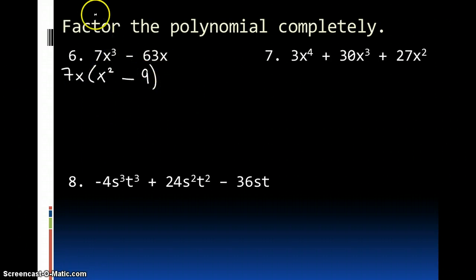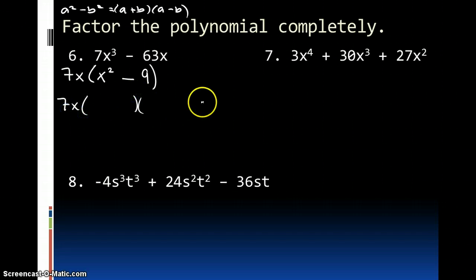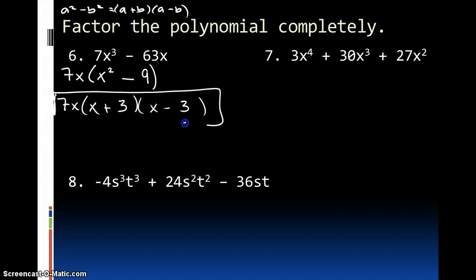Now this is again that special product, a squared minus b squared, and that equals a plus b times a minus b. So this is going to be 7x times, what squared gives you x squared? x and x. What squared gives you 9? 3 and 3. Give one a plus sign and one a minus sign, and you have now factored the difference of two squares.